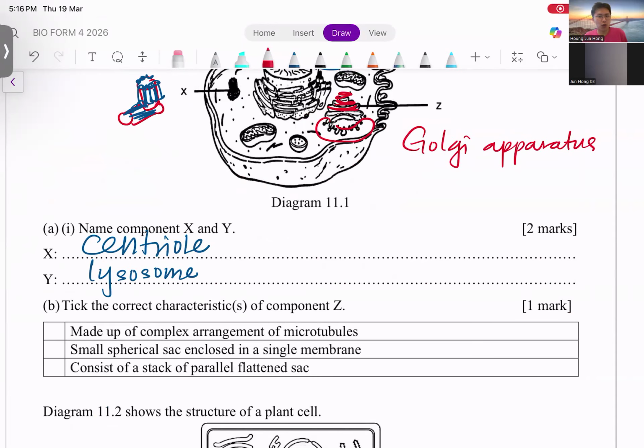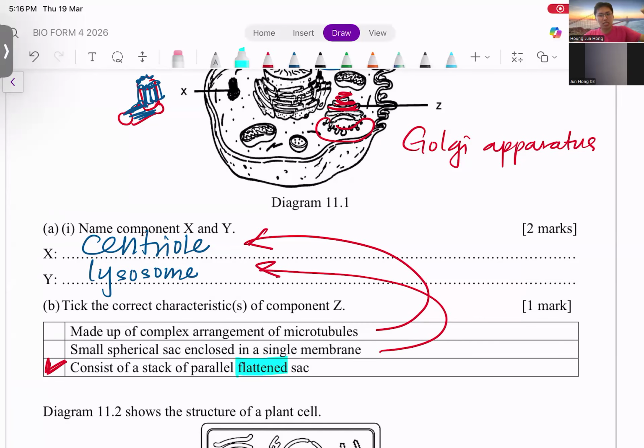So first of all, complex arrangement of microtubules, that is literally centriole. Small spherical sac, okay, 一个球 enclosed in a single membrane, that is lysosome. So the answer is C, the third one. It consists of a stack of parallel flattened sacs, right? You see, it is flattened. That's why you see it is very elongated.